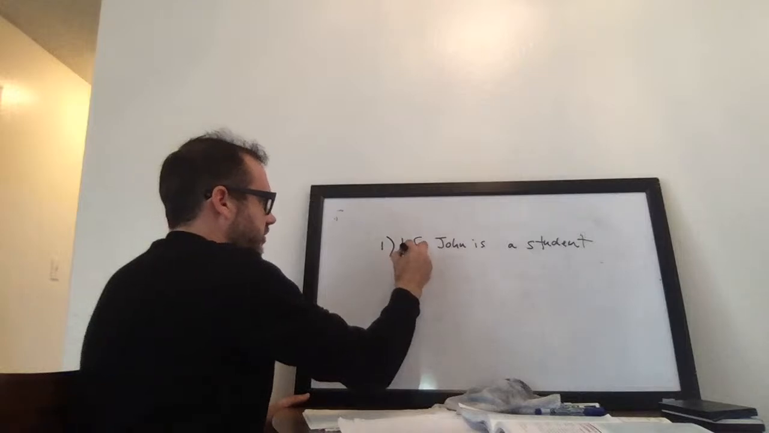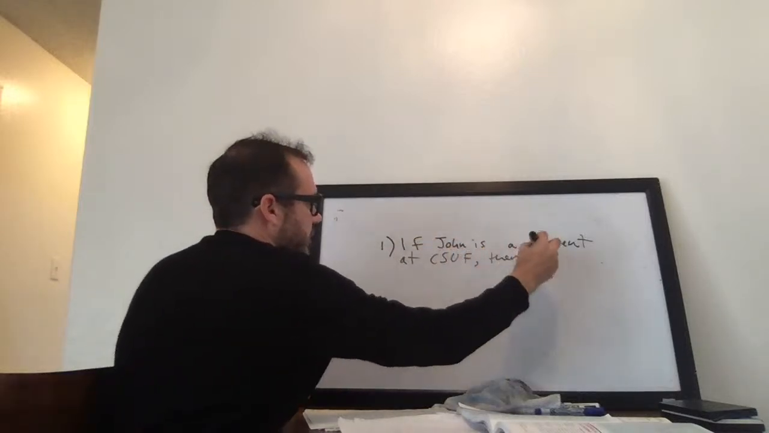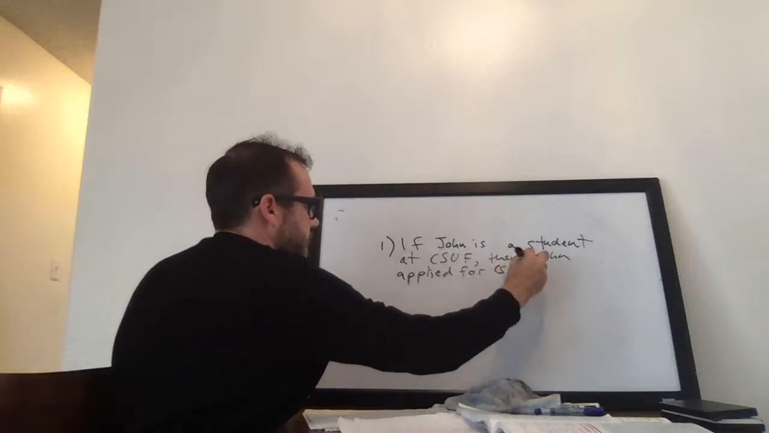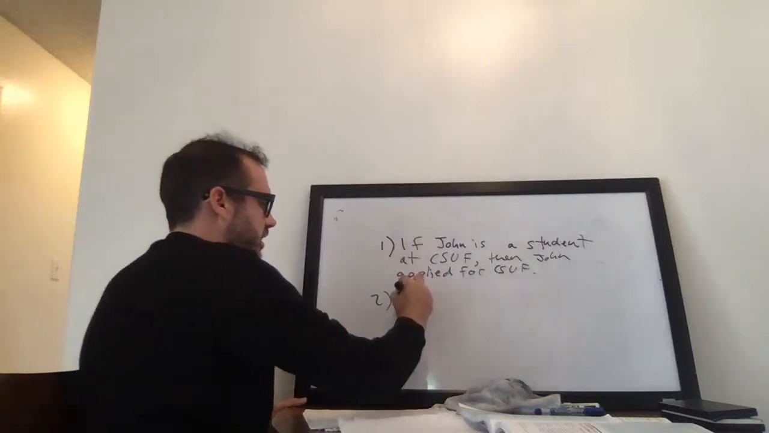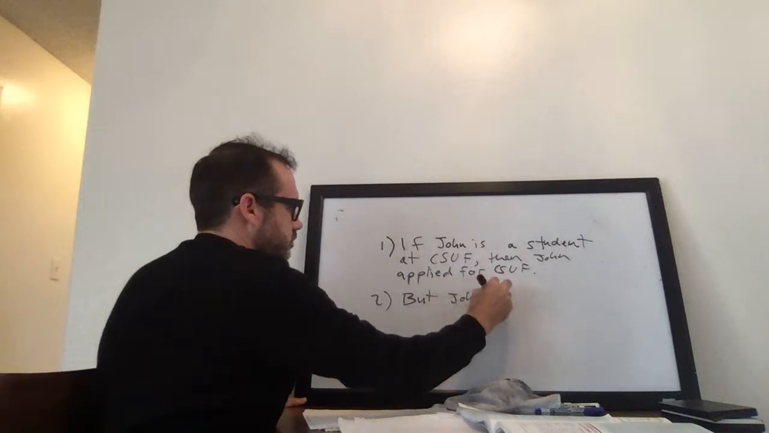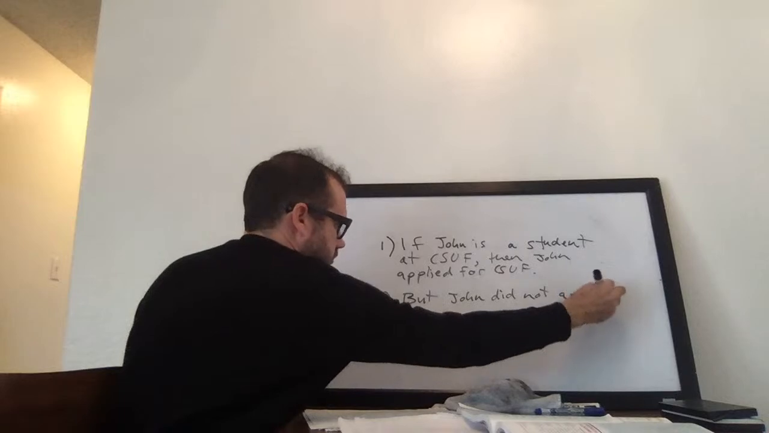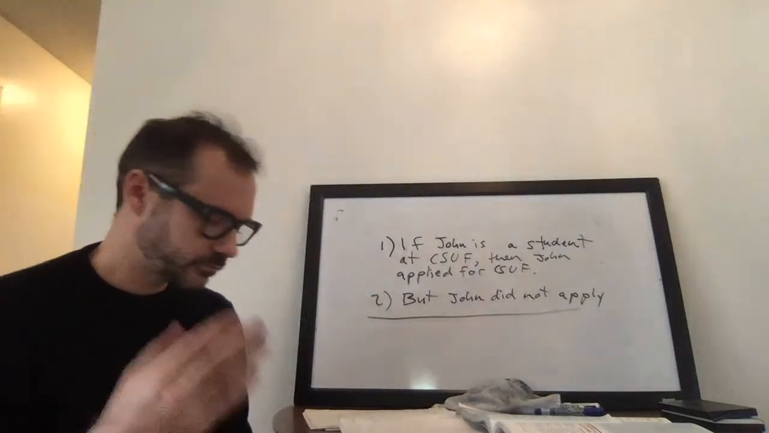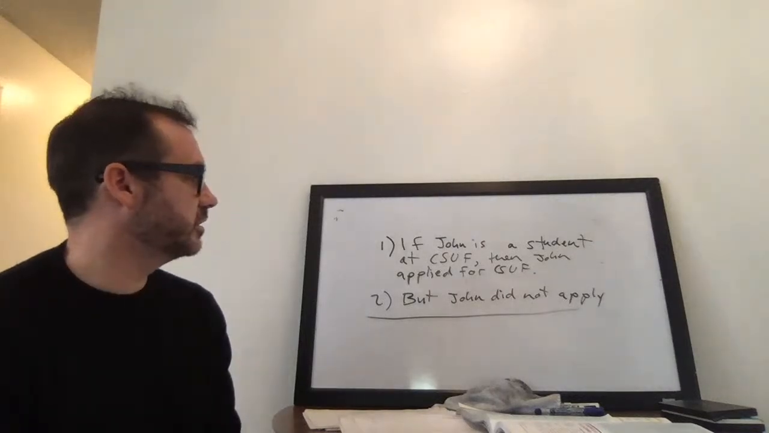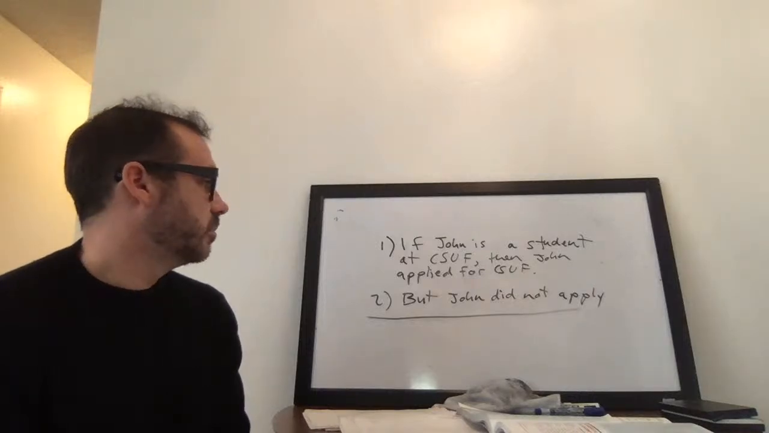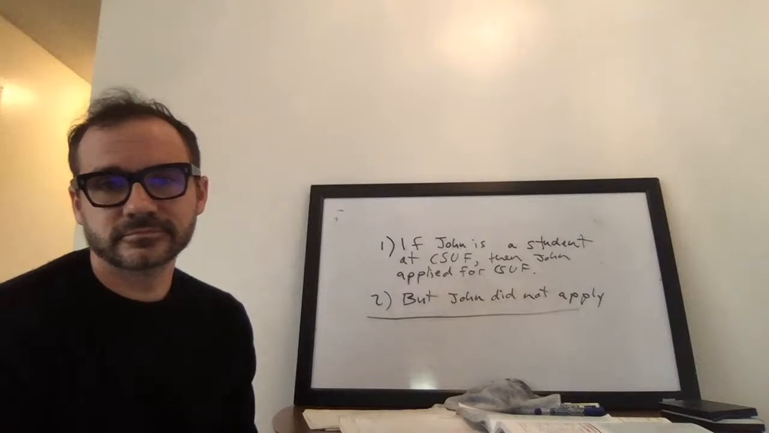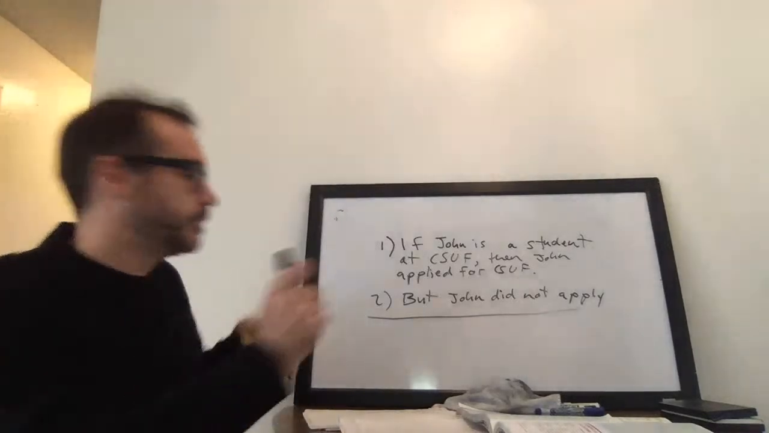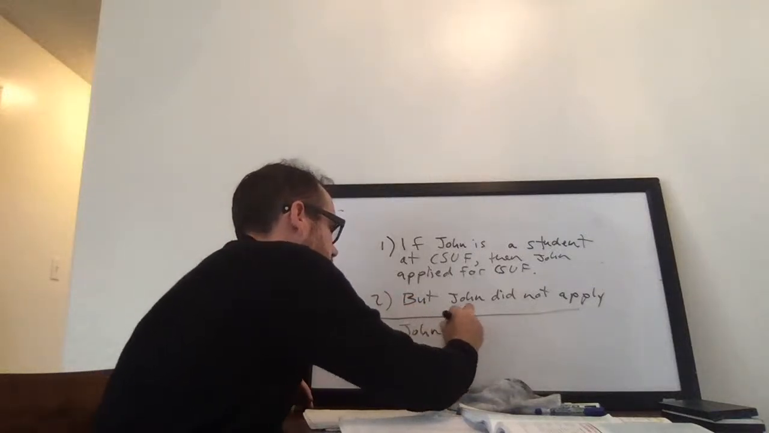It says, if John is a student at Cal State Fullerton, then John applied for Cal State Fullerton. Okay? But John did not apply. Okay, so say I give you these two sentences, and I tell you there's something missing. If John's a student at Cal State Fullerton, then he applied for the school, but he didn't apply. So therefore, what? Tell me what you think. Therefore, John does not go to Cal State Fullerton, right? Therefore, he's not a student there. Yeah. So John is not a student at Cal State Fullerton.